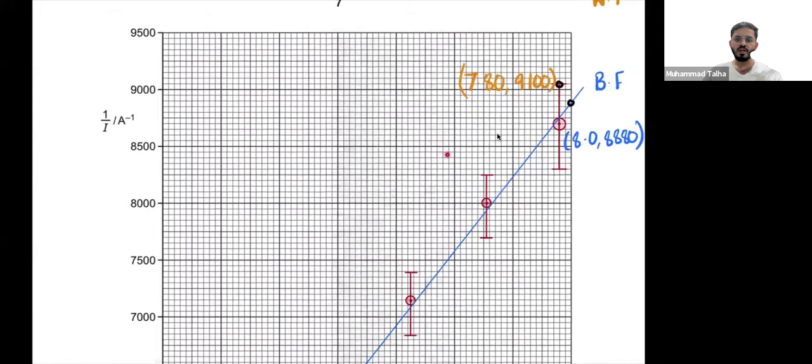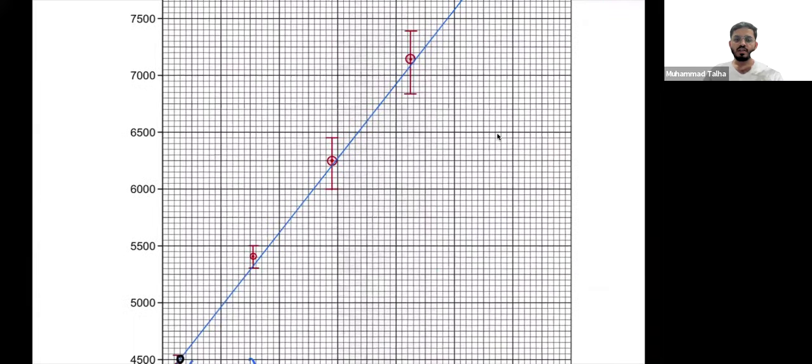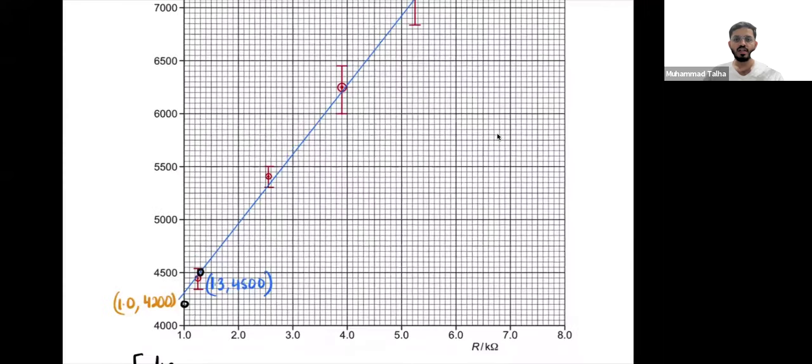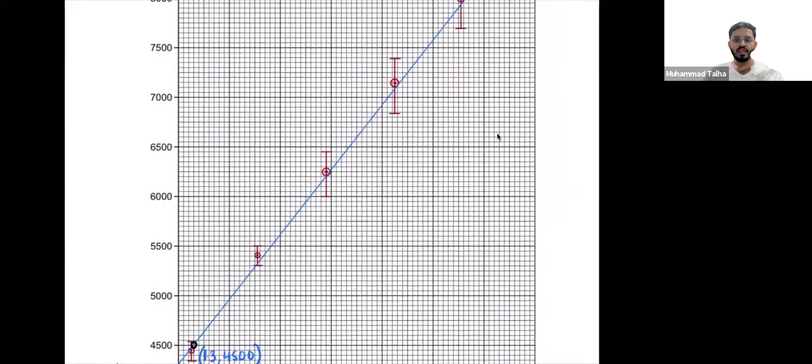My thinking was that because these two are also relatively close, they kind of offset each other, because this one is slightly further away compared to this and this. And then this one is approximately on the line, this one is slightly above, this one is slightly below. So that's the line of best fit that I get.